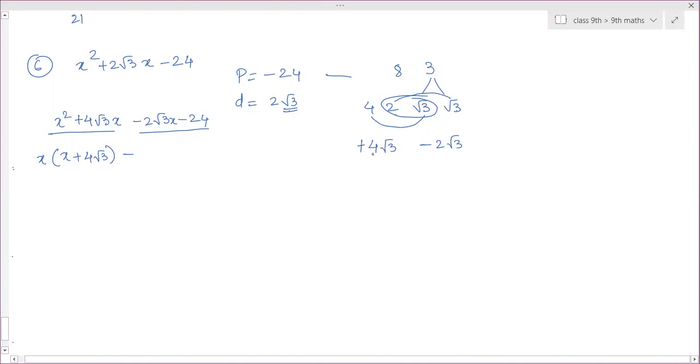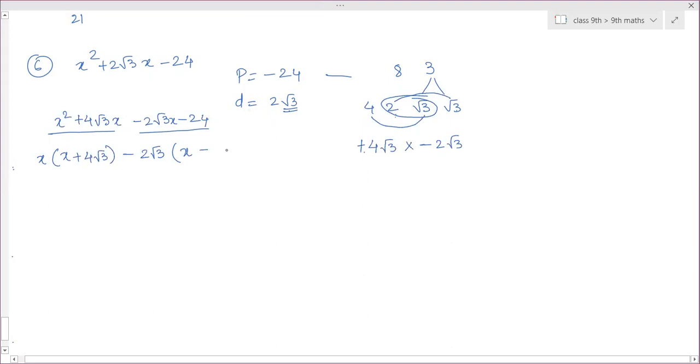The full product is 4 into 2 into root 3 into root 3, which is 24. Out of those factors, we have to take 2 root 3 common. So 2 root 3 common, and in the bracket it is left as x minus. From 24, we have taken 2 root 3. So what is left out?